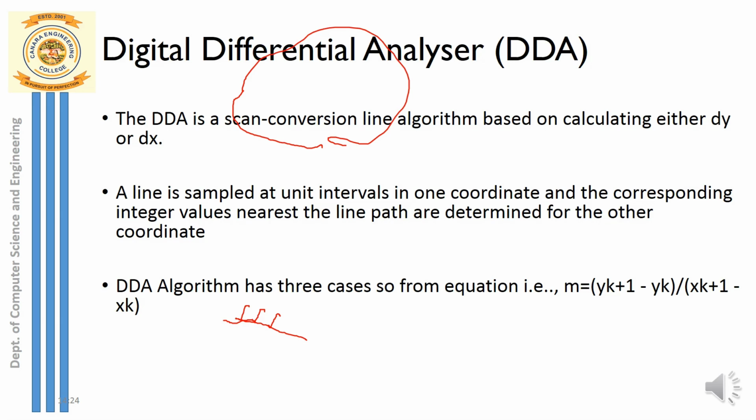Here in this algorithm we basically have 3 cases which have to be dealt with. Those 3 cases we are going to deal with using an equation, and that equation is this particular equation. You can note down m = (y_{k+1} - y_k) / (x_{k+1} - x_k). It is nothing but the slope equation, right? So we will go through this in detail.